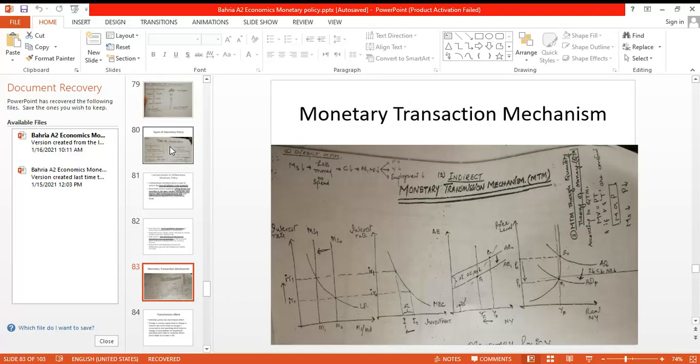In the next video, we are going to look at the relationship between the various markets. Most importantly, which is very important for you to understand, is the relationship between the money market, the bond market, the investment market, and the regular consumption market. And that is explained best by the transmission theory and the monetary transaction mechanism, which we are going to look at in the next section.